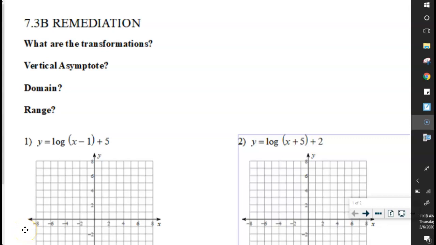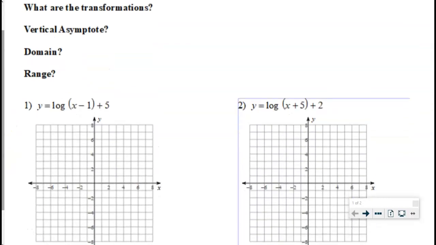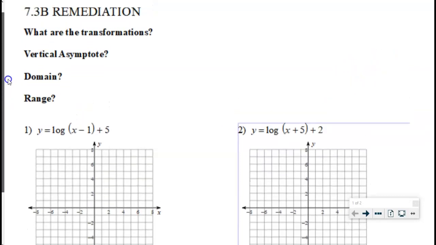This is the remediation help for 7.3 Part B, which is where we're graphing logarithmic functions. Now in Algebra 2, we graph pretty basic ones, and typically they're base 10, sometimes base e logarithms. When you move on to another math class, you'll be graphing other types of logarithms.